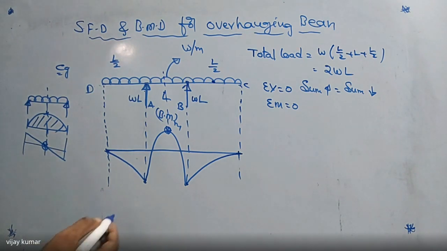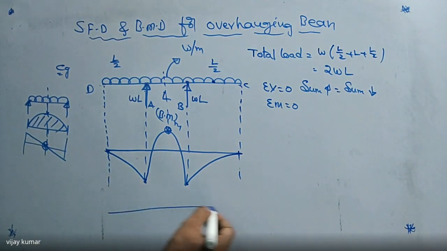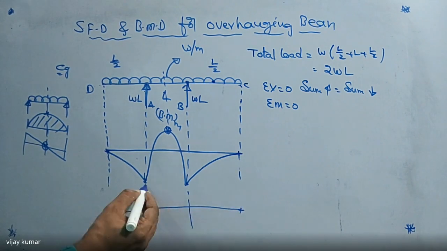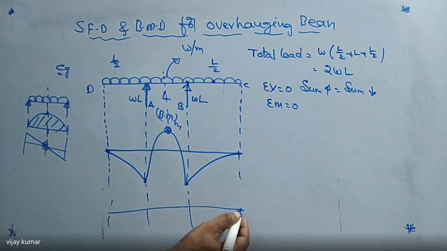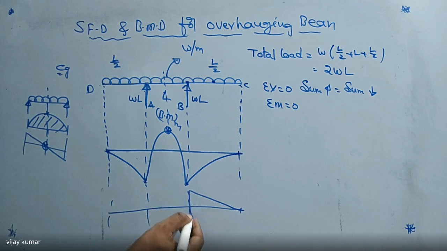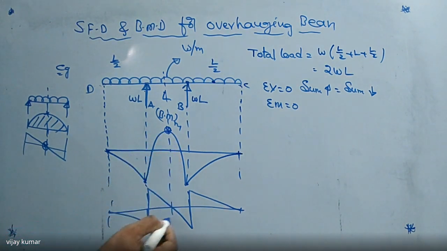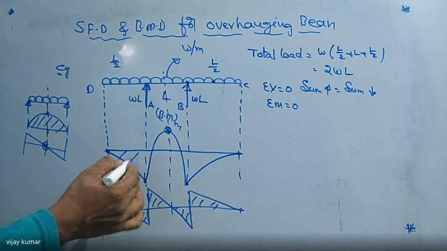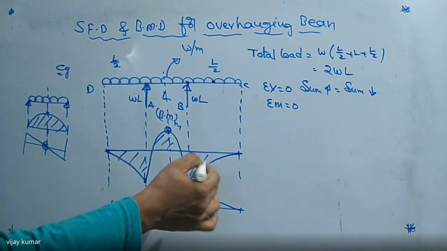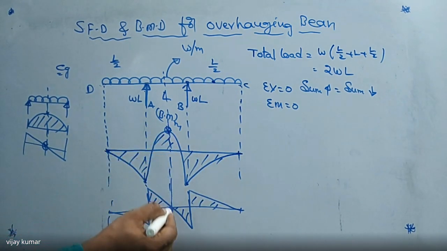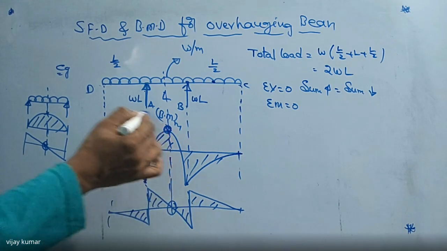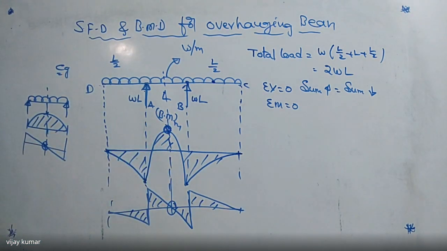I have already drawn the shear force diagram here. See this one. It is moving upward, downward, and zero. So this is the center. This is the shear force diagram, and this is the bending moment diagram. And exactly where the shear force is zero, at that point we have the maximum bending moment.